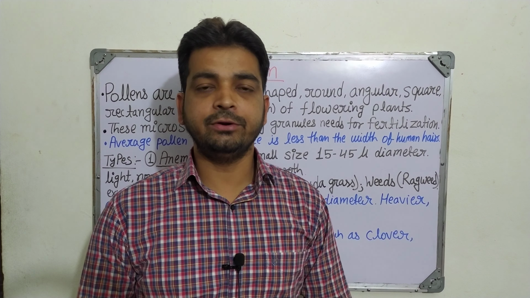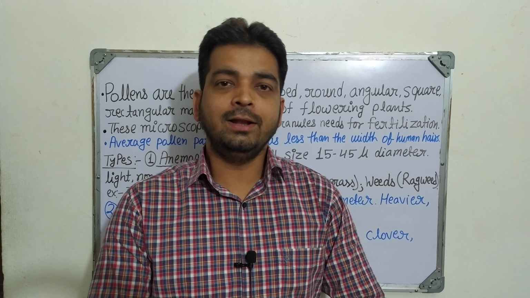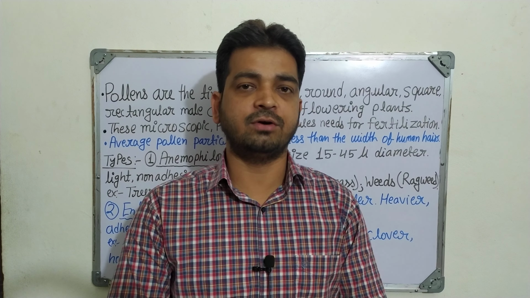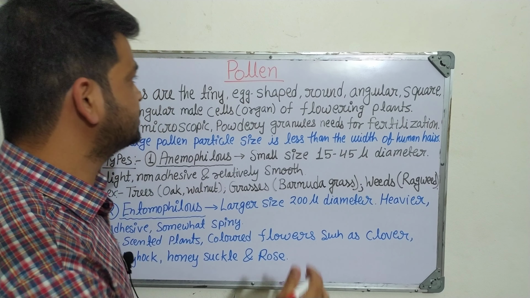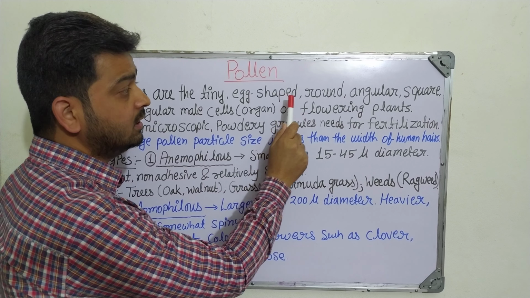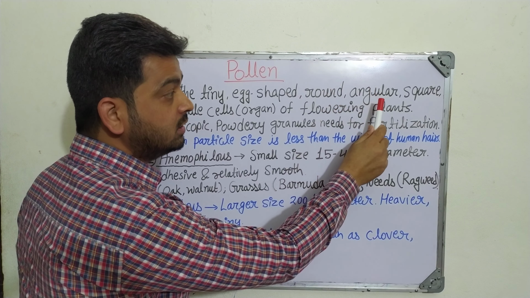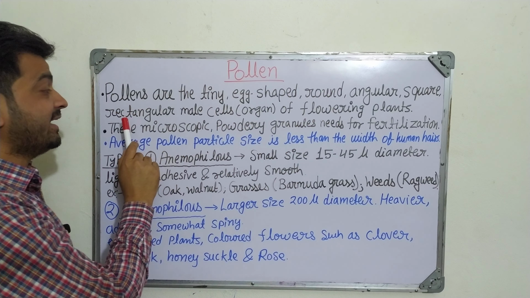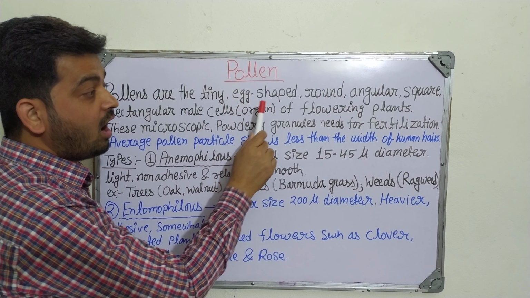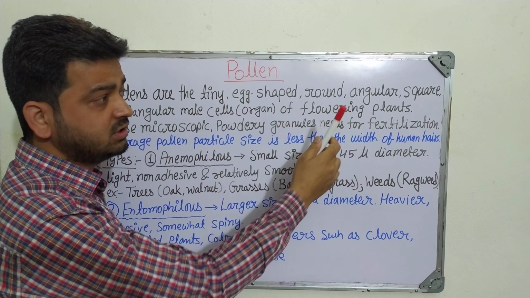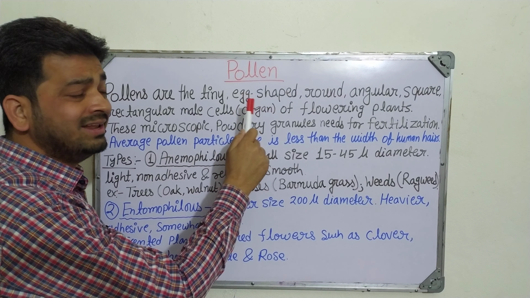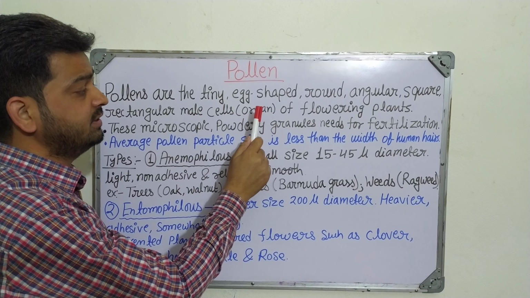Hello students, we are going to discuss pollen. Pollen is a grain found in flowering plants, in the flowers, right? These are tiny egg-shaped, round, angular, square, or rectangular male cells, or organs, of flowering plants, right? So in the flowers of flowering plants, these kinds of pollen grains are present.